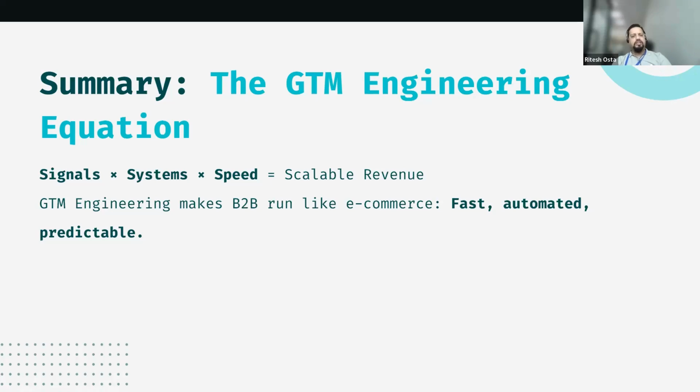If the speed is not increasing, if the systems are not integrated, if you're not getting the signals right at the right time in real time, then possibly you're not on the right path, right? So look at the signal, look at the system, and look at the speed, and then see whether it's affecting your revenue, right? Our slogan is that you can run your B2B like an e-commerce store, and that's what we do for our customers.